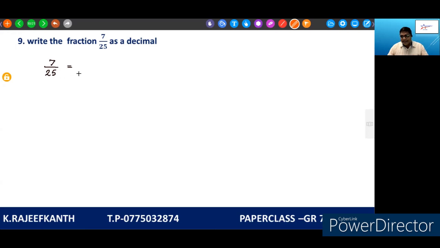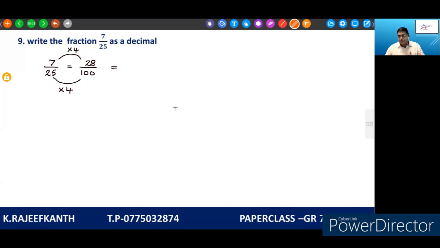Here, 10. We can't make this 25 as 10. But we can make this denominator as 100. Here, if we multiply this 25 by 4, then we can make the denominator as 100. So, if we multiply the denominator by 4, then we should multiply the numerator also. Then 4 times 7 is equal to 28.